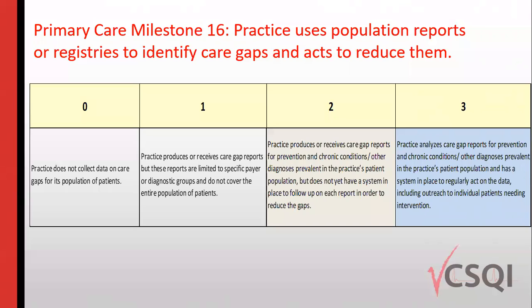So a 3 indicates that the practice analyzes care gap reports for prevention and chronic conditions or diagnosis prevalent in the practice's patient population, and has a system in place to regularly act on the data, including outreach to individual patients needing intervention. So what are some ways we can do this in our practice?